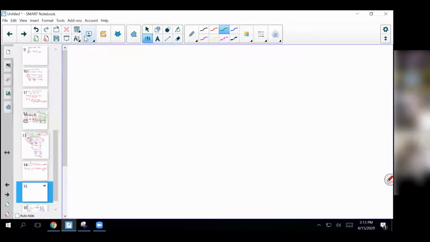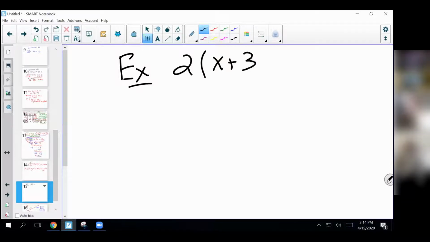So I want to talk about factoring. And before I get to factoring, let me first talk about distributing, because that's the more basic idea. So this is the first example. Let's do 2 times x plus 3. So distributing is when you do this. We did one example like that earlier.